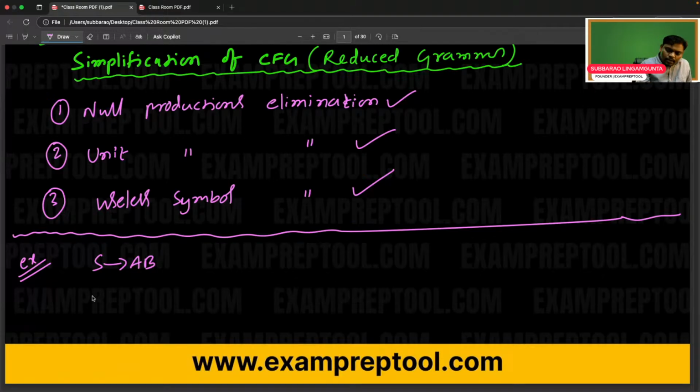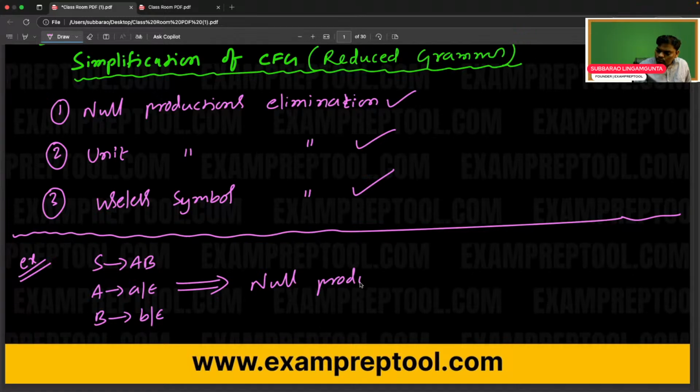S goes to AB, A goes to A R epsilon, B goes to B R epsilon. S goes to AB, A goes to AR epsilon, B goes to BR epsilon. In this, you have to eliminate null productions. Remember, from this I have to remove null productions. How am I going to do it? Let's see. Null productions elimination.